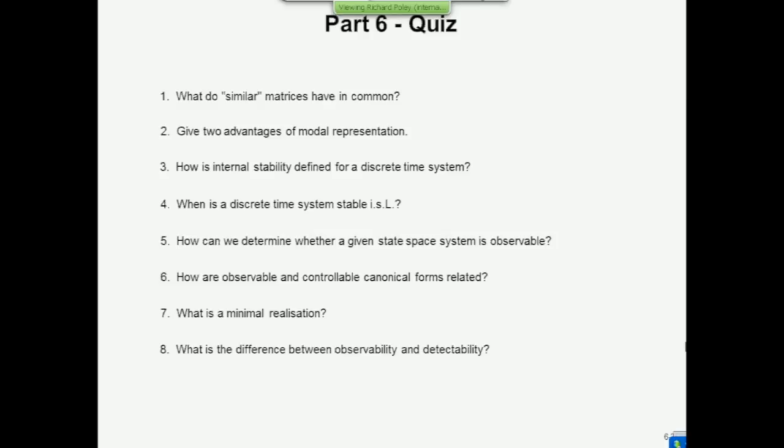What is the difference between observability and detectability? Yeah. So detectability, yeah, I know what you mean. Detectability is observability addressed to only the unstable modes. It means you can detect instability just by observing what's happening at the output.